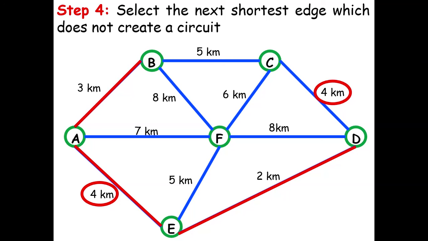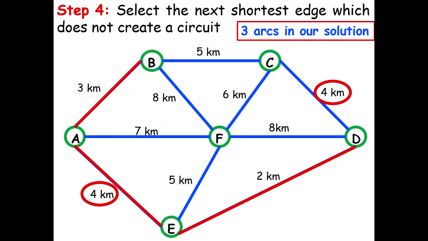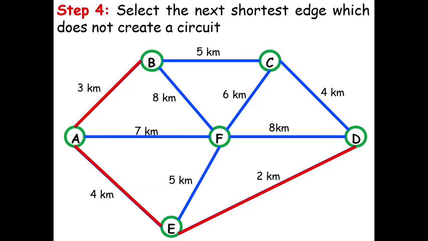So I've added in the arc now between A and E, and that now gives me 3 arcs in my solution. So I've got to keep going. I'm going to repeat this step again. I'm going to choose the next shortest edge, and so there's my other 4 kilometers. So I'm going to add that arc between C and D.